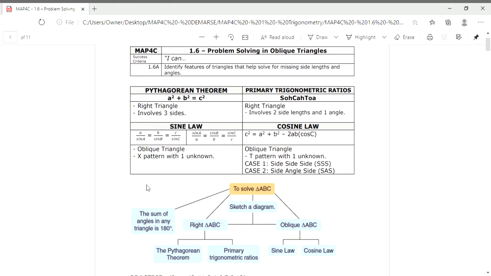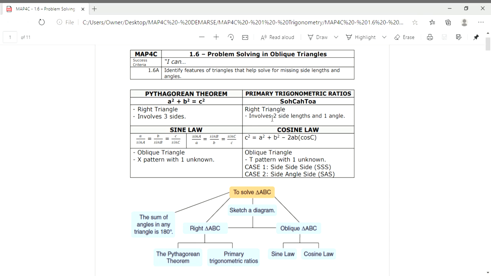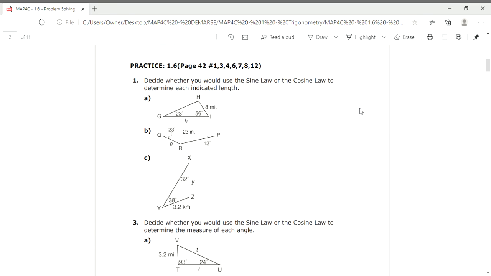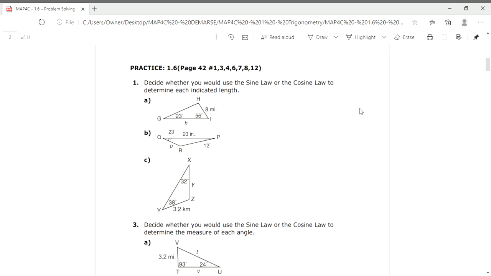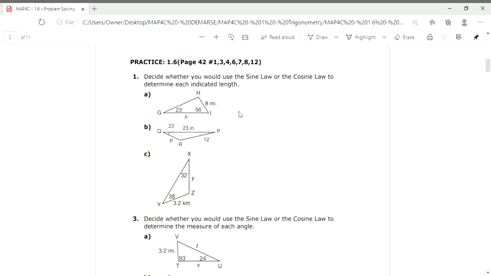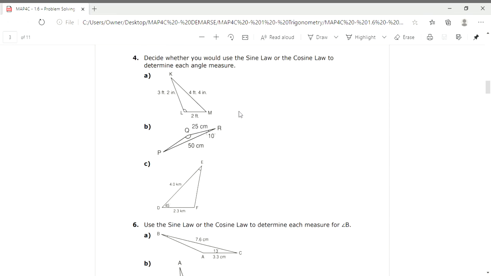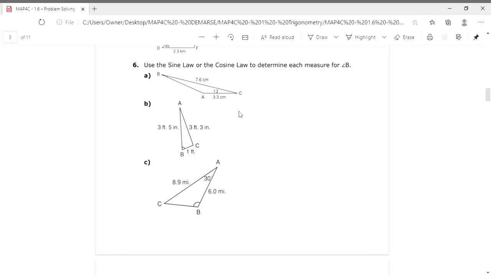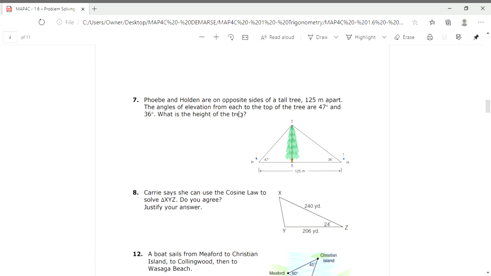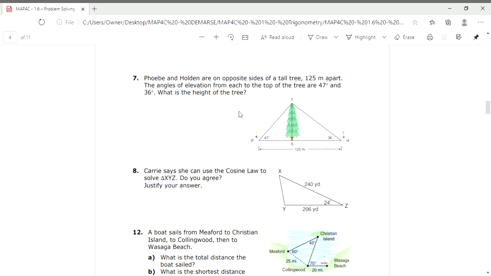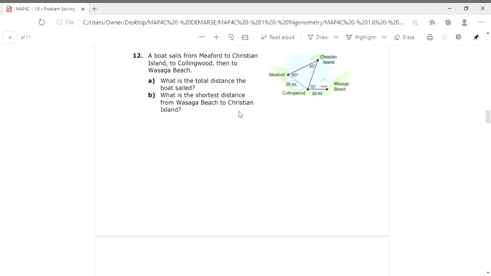So solving triangles. That's our review of 1.6 from the previous few lessons. The questions on this chapter vary in sine law, cosine law, Pythagorean, or SOHCAHTOA. So when trying these practice questions, take a minute in each case to decide what type of triangle you have and which tools, which laws you should be using.